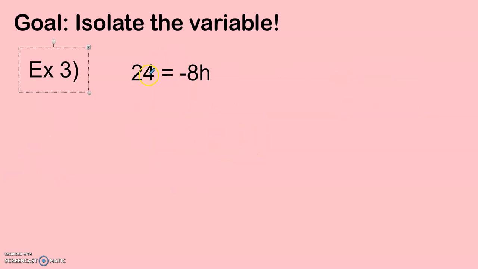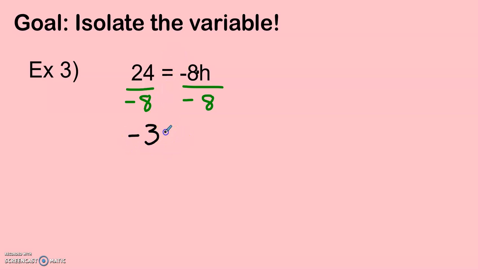Example 3. This one's a little trickier. We have 24 equals negative 8 times h. Remember, whenever we have a number directly next to a variable, that means multiplication is the operation between the two. So if I'm thinking about my order of operations and what the inverse operation of multiplication is, I know that's division. So this time I'll be dividing both sides by the number in front of the variable, which is negative 8. And I have to take that sign with me. So when we take this 24 divided by negative 8, that gives us a negative 3.